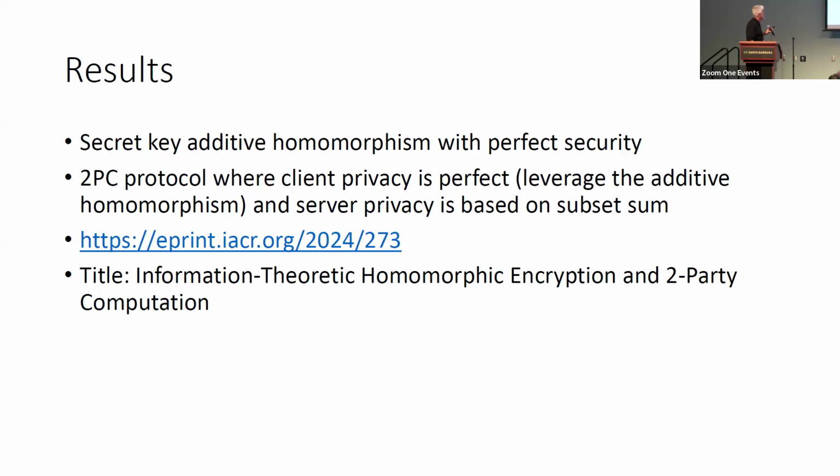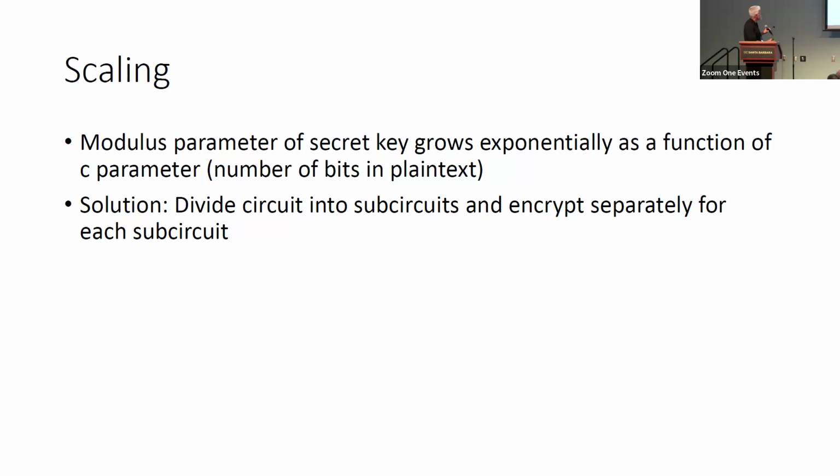And then you can construct two-party computation where client privacy is perfect by leveraging the additive homomorphism, and the server privacy is based on subset sum. And then scaling: as the plaintext vector grows, the modulus parameter grows exponentially. So the solution to scaling is to divide the circuit into sub-circuits and encrypt separately for each sub-circuit.